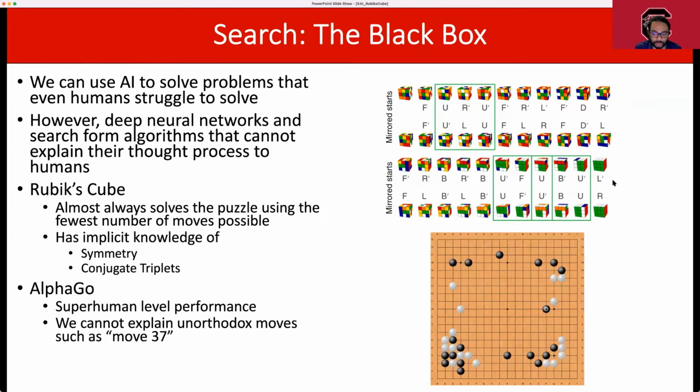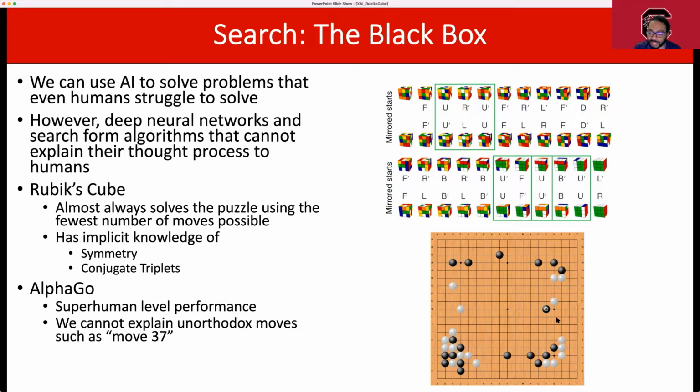Similarly, when people use deep neural networks and search to play games at superhuman levels, for example with AlphaGo, it performs really well, but it's not able to explain its strategy. For example, here is what's called move 37. This piece was moved by the agent, but nobody was able to really understand this move. People thought it was a mistake or a bad move, but it actually ended up winning the game, and it was playing one of the best Go players in the world.